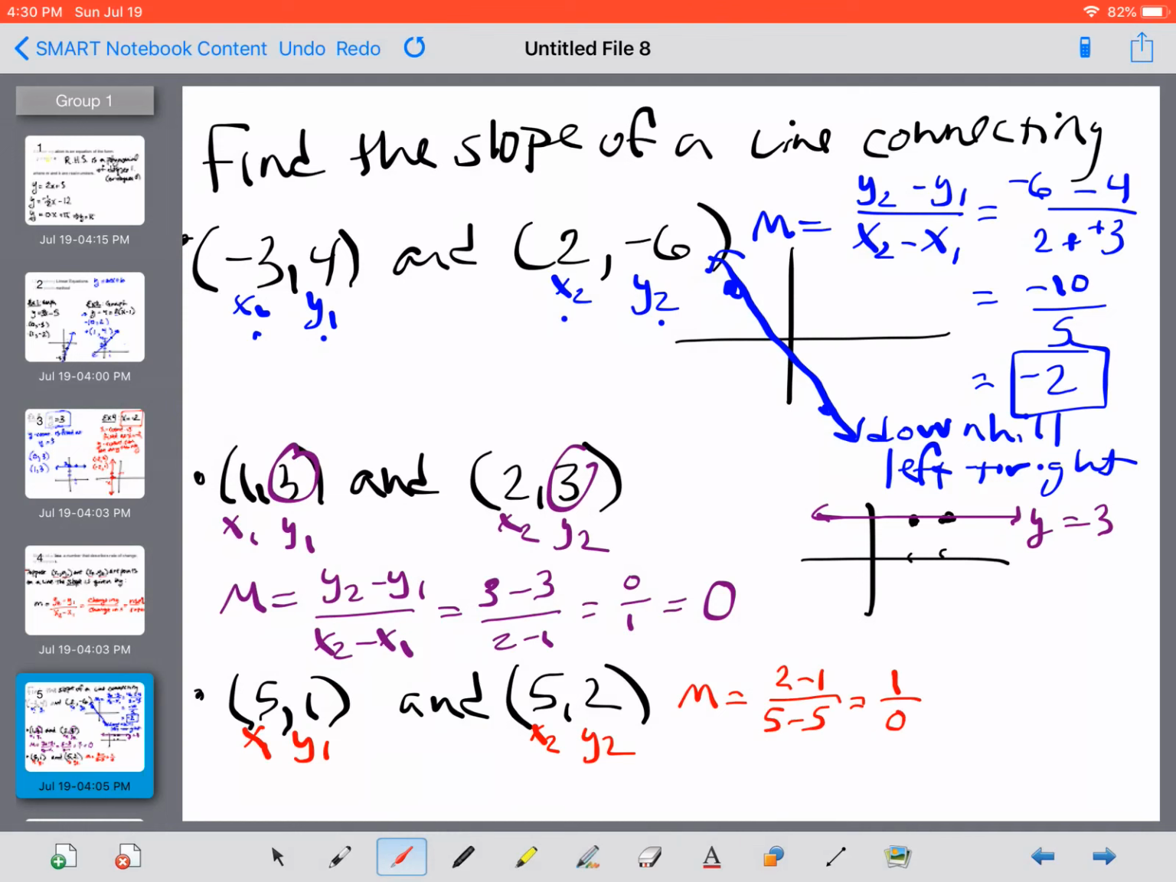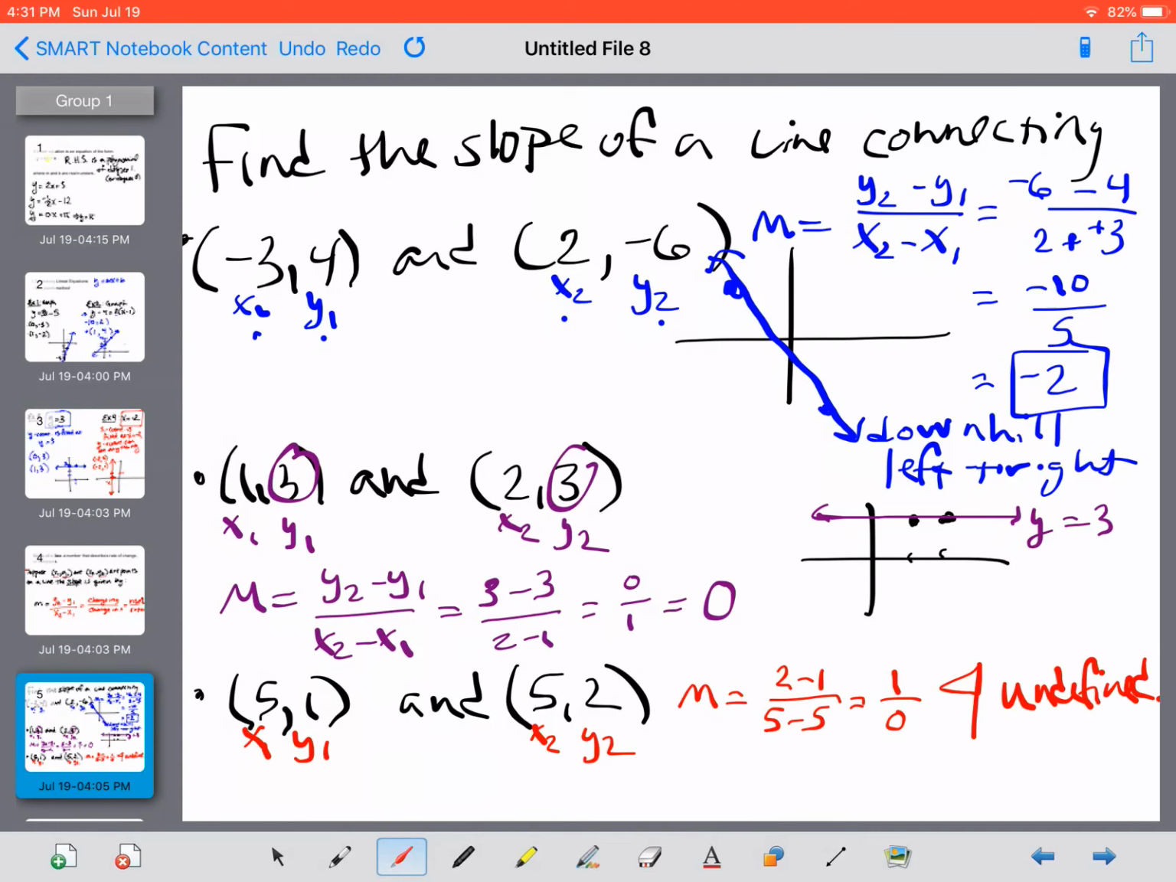Uh-oh. You should be seeing red flags here. I'll draw one if you don't see it. This is a red flag. This is bad news. You can never have 0 in the denominator. 0 in the denominator is undefined. You can't divide by 0 because it doesn't make sense to divide by 0. You can't take some number of objects and divide it into 0 groups. It just doesn't make sense. So this is undefined.